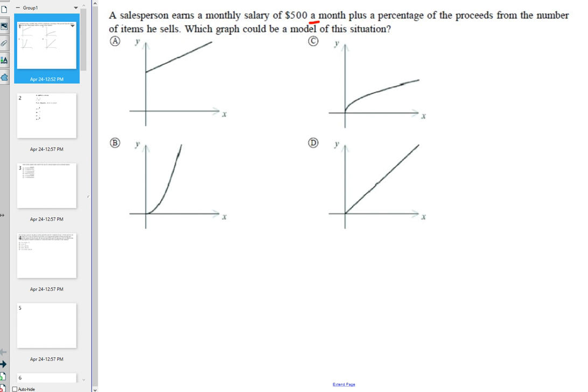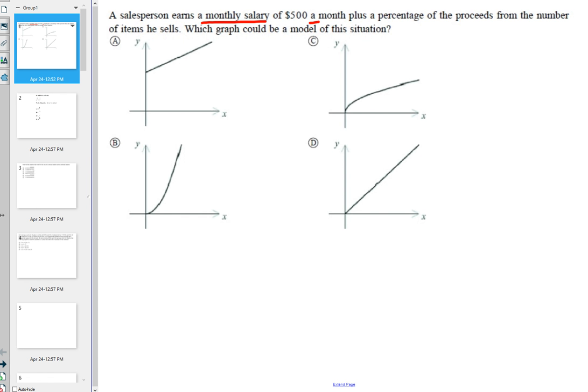What would be another word for when they say 500 a month? What would be another word there that can be interchangeable? Per month. So that means that since it's happening every month, that 500 is acting as the slope. Salary depends on months. So that 500 is acting as a slope, plus a percentage of the proceeds from the number of items he sells.